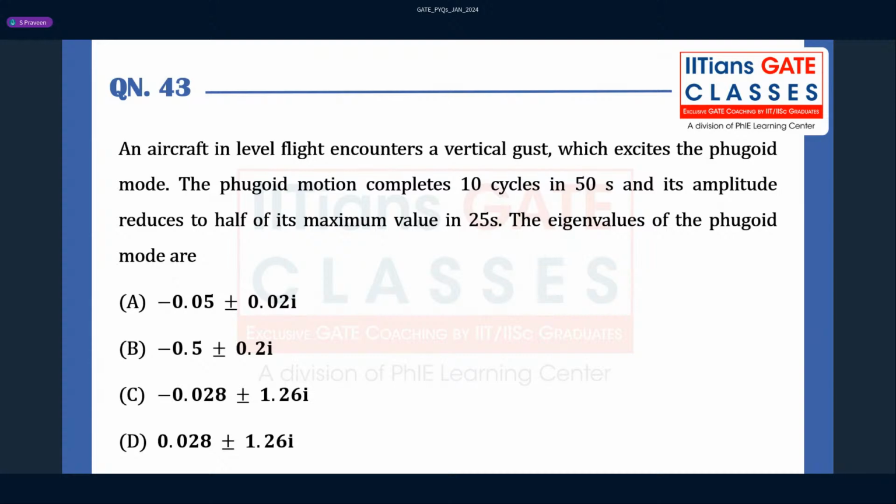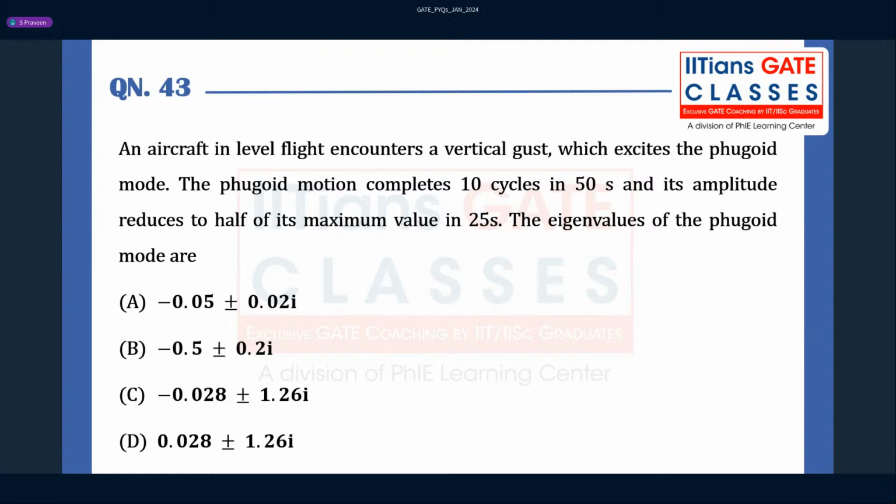So this is a question. An aircraft in level flight encounters a vertical gust which excites the Phugoid mode. The Phugoid mode completes 10 cycles in 50 seconds, and its amplitude reduces to half of its maximum value in 25 seconds. The eigenvalues of the Phugoid mode are, so we have four options: minus 0.05 plus or minus 0.02 i, minus 0.5 plus or minus 0.2 i, minus 0.028 plus or minus 1.26 i, minus 0.028 plus or minus 1.26. So let's try to do this.